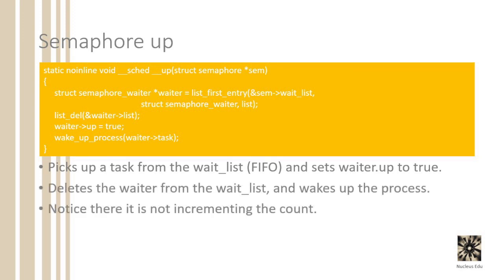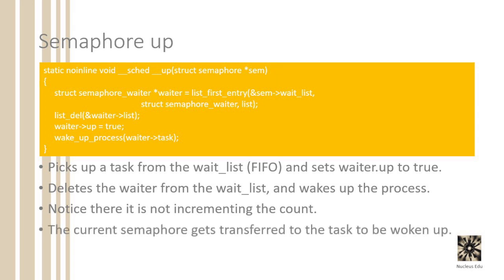Right, so this is how this kind of handoff happens, and this is also the place where you would realize by now that there is no incrementing happening in a case when there are waiters. This ties up to the fact that there was no decrementing happening on the task which was trying to acquire the lock but was waiting, because what's basically happening is the current semaphore that is being released is getting transferred to the task which is waiting. Hence, there's no increment required on this side, and there's no decrement required on the other side.